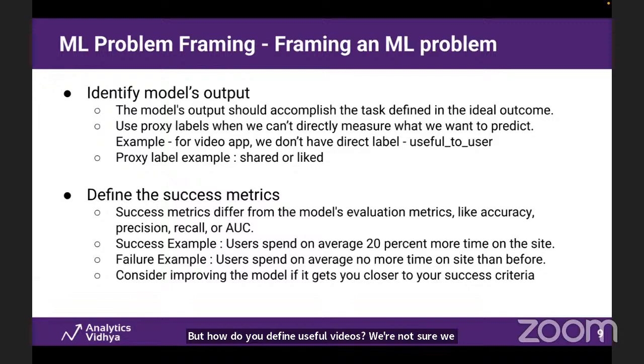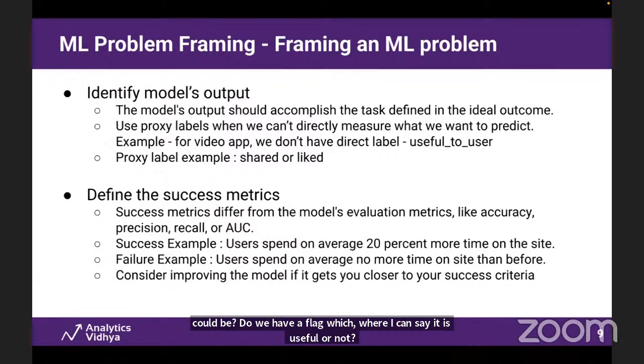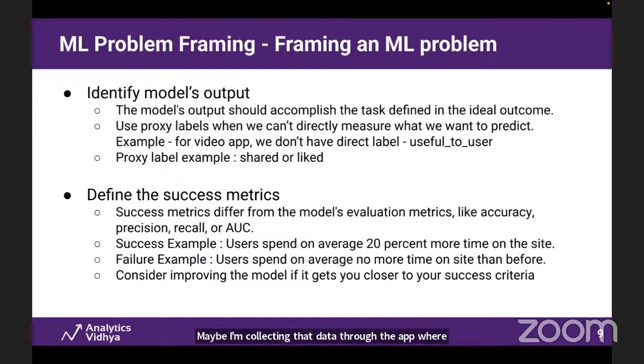It could be, do we have a flag where I can say it is useful or not? Maybe I'm collecting that data through the app where the users actually, every time they see a video, we flash a screen. Did you find it useful? Yes or no? That means for every video watch, you're collecting that data, which we know is not possible. If you're doing that, then you have the label, which is like, was it useful or not? And it's a very clear label that you can predict, right? But that's not going to be the case.